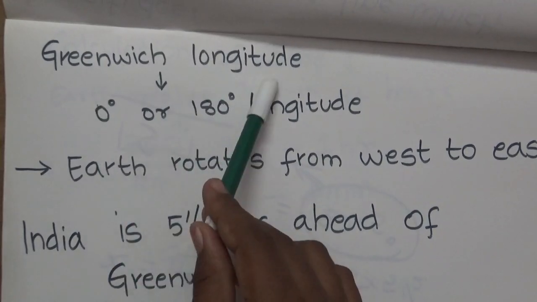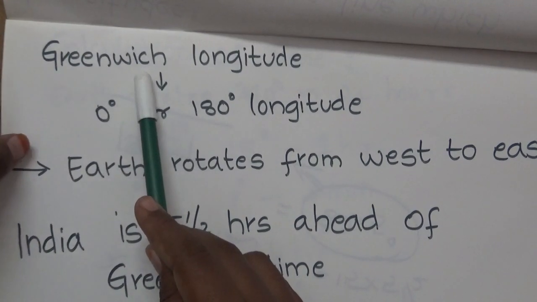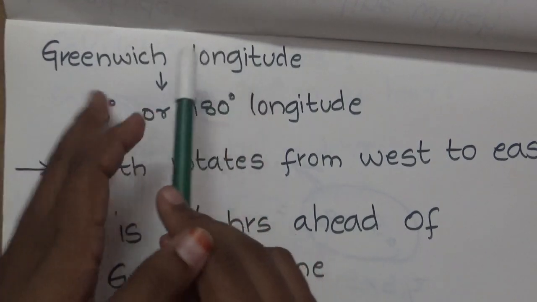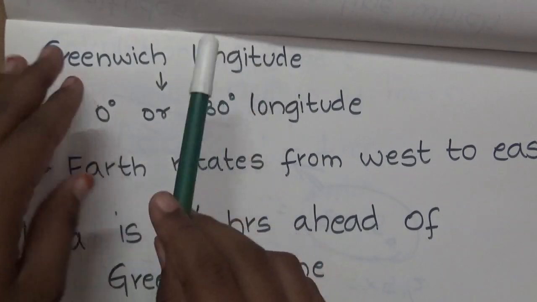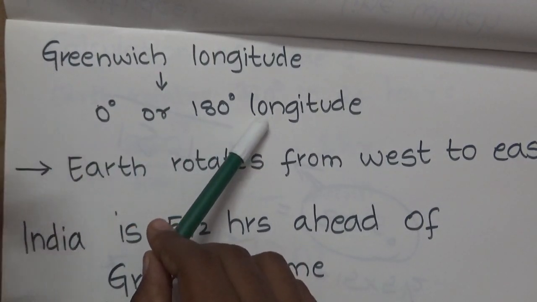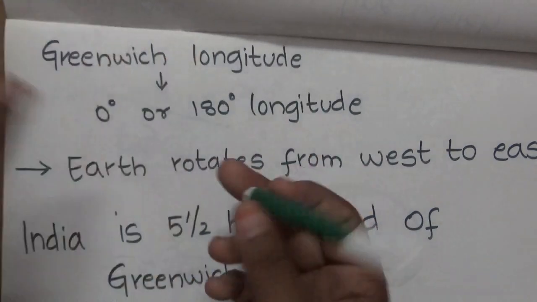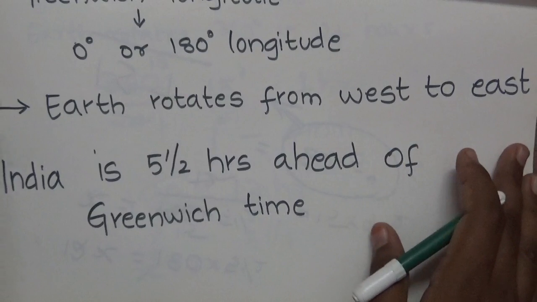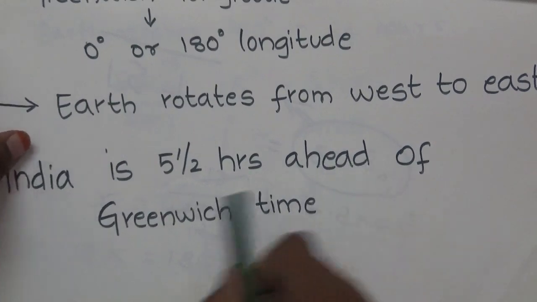Now, what is Greenwich longitude? Actually, this Greenwich longitude is the place where the British Royal Observatory was, and that place is Greenwich. That's the reason this longitude got the name Greenwich longitude, and this is considered 0 degrees or 180 degrees longitude. What is the equator latitude degree? It is 0 degrees. Now, the earth rotates from west to east. Now the second point is that India is 5.5 hours ahead of Greenwich time.